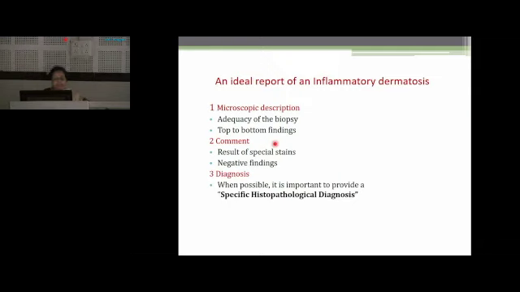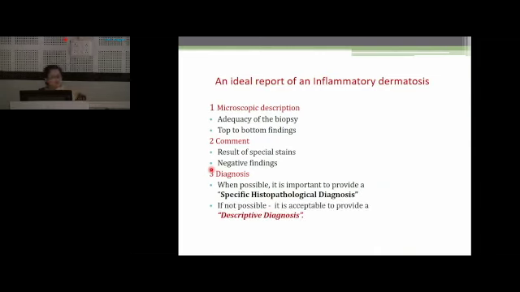The third part is diagnosis. When possible, it is important to provide a specific histopathological diagnosis. Suppose clinical diagnosis is lepromatous Hansen's and we are seeing FF is positive, then we can happily sign the report as FF positive and diagnosis is lepromatous Hansen's. But what if it is not positive? If we don't see histiocytes, we have to mention that histiocytic infiltrate is not seen. That will definitely be helpful for the dermatologist, so that they can think in other direction also.